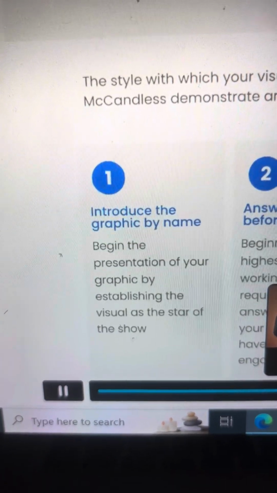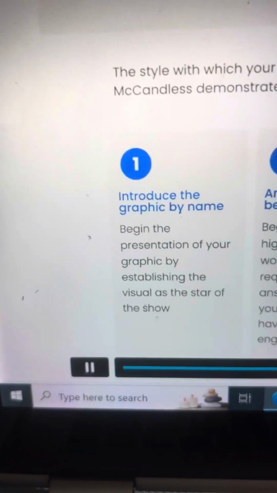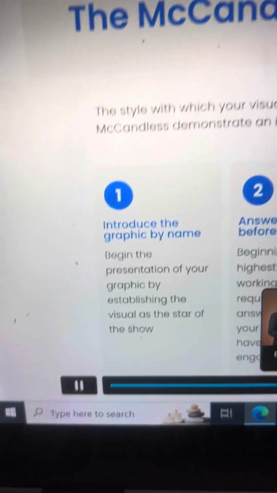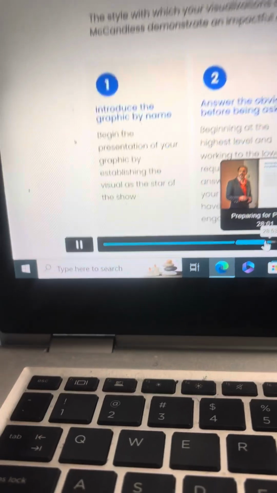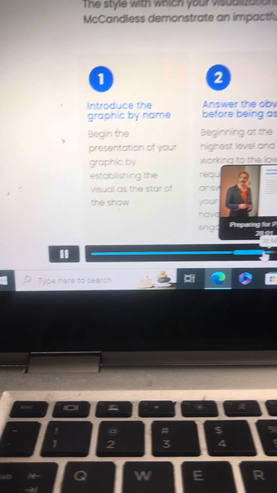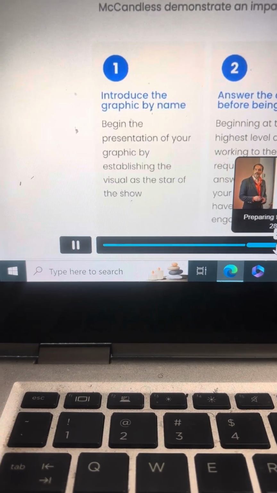The first step, the first thing we want to do, is introduce the graphic by name. We're simply trying to orient our audience to what they're looking at, because that's the first question they're going to ask: what is this thing, right? So we want to present that in a very on-the-nose fashion.